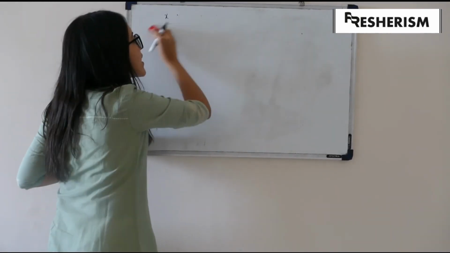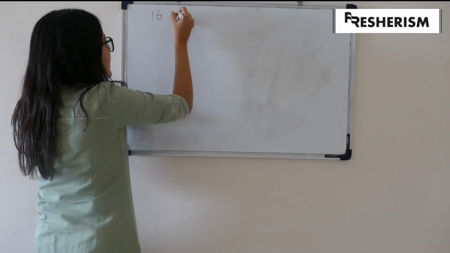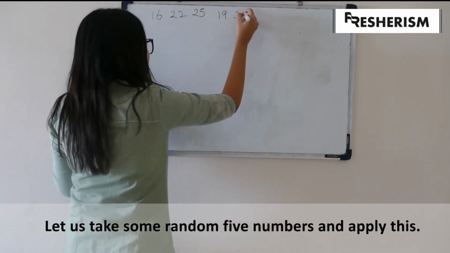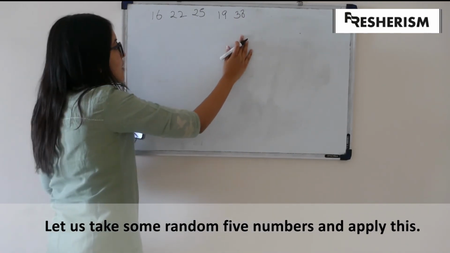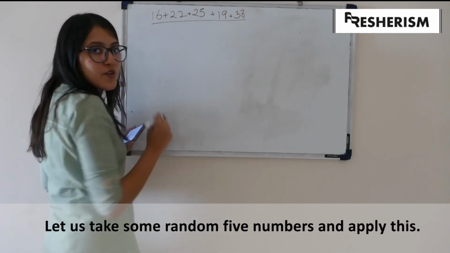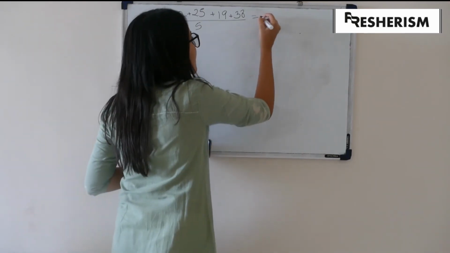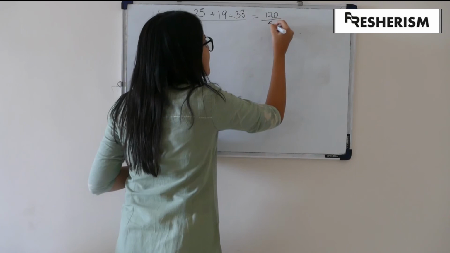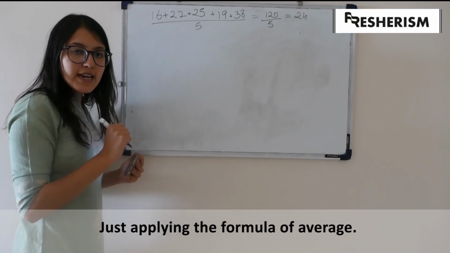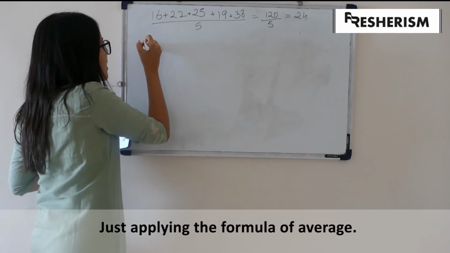If I consider 5 numbers, which are 16, 22, 25, 19 and 38, to find the average of these numbers, I'll simply add them and divide by the number of numbers, which is 5. With this, I get the average as 120 divided by 5, which is equal to 24. Correct? Moving on. Let us see this now.